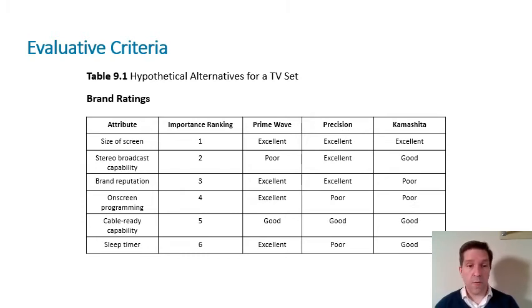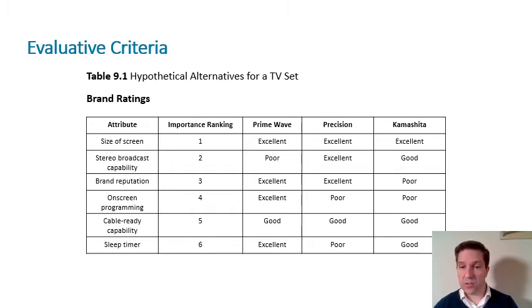Or for other people it might be the sound quality, or the brand, because they have had really good experiences with certain brands and really bad experiences with others. So this importance ranking is one way of expressing the fact that not every attribute is going to be equally valuable or useful for consumers. And then you're going to rank or rate each of the different options that are part of your consideration set. In this case, we have 3 TVs: Prime Wave, Precision, and Kamishita, whatever that means. And we're considering these 3.